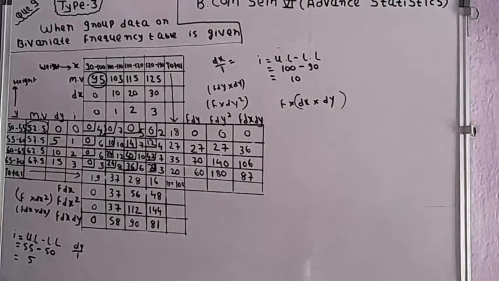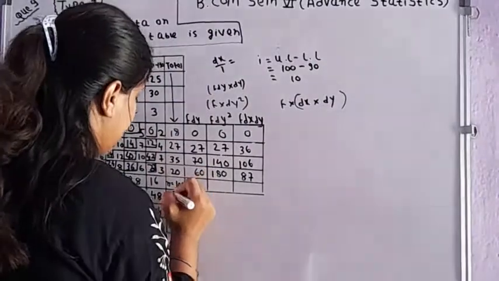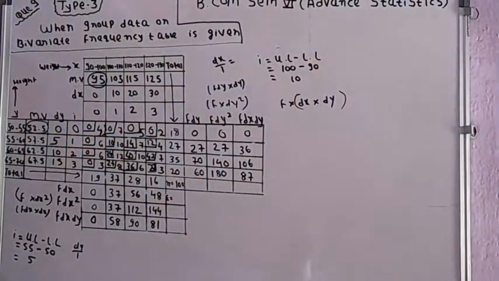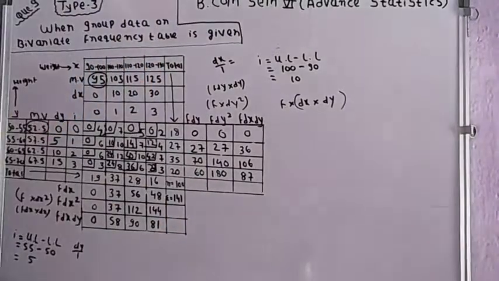Now what we have to calculate? We have to calculate summation of all these columns. So let's start with the summation f dx. Okay. 37 plus 56 plus 48. It comes to 141. After that, 37 plus 112 plus 144. It comes to 293.